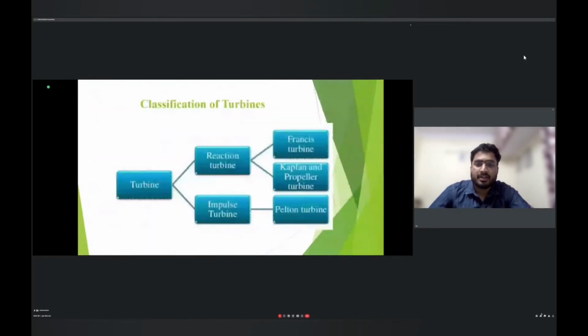In the next slide you can see the classification of turbines. The turbine is classified basically into two types, that is reaction turbine and impulse turbine. The reaction turbine is subdivided into Francis turbine and Kaplan and propeller turbine. And the impulse turbine is Pelton turbine.